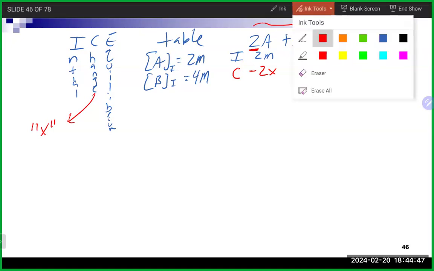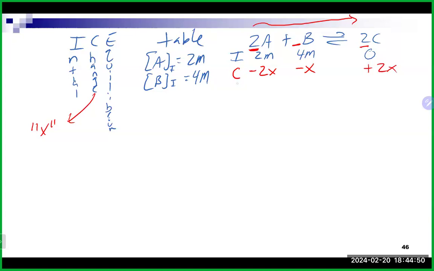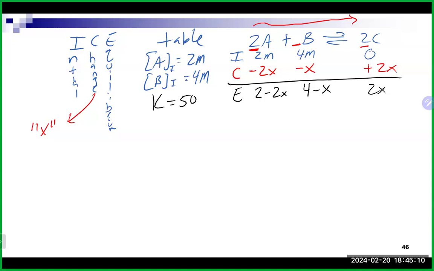So what we're going to do then is carry down on our equilibrium line everything that is there. So this would be 2 minus 2x, this would be 4 minus x, and this would be 2x. At this point, if I wrote a better problem, you would also be given the equilibrium constant. Say the K value is 50. We write our equilibrium expression the same as normal: K equals C squared divided by A squared times B, and that equals 50, my made up number, obviously.